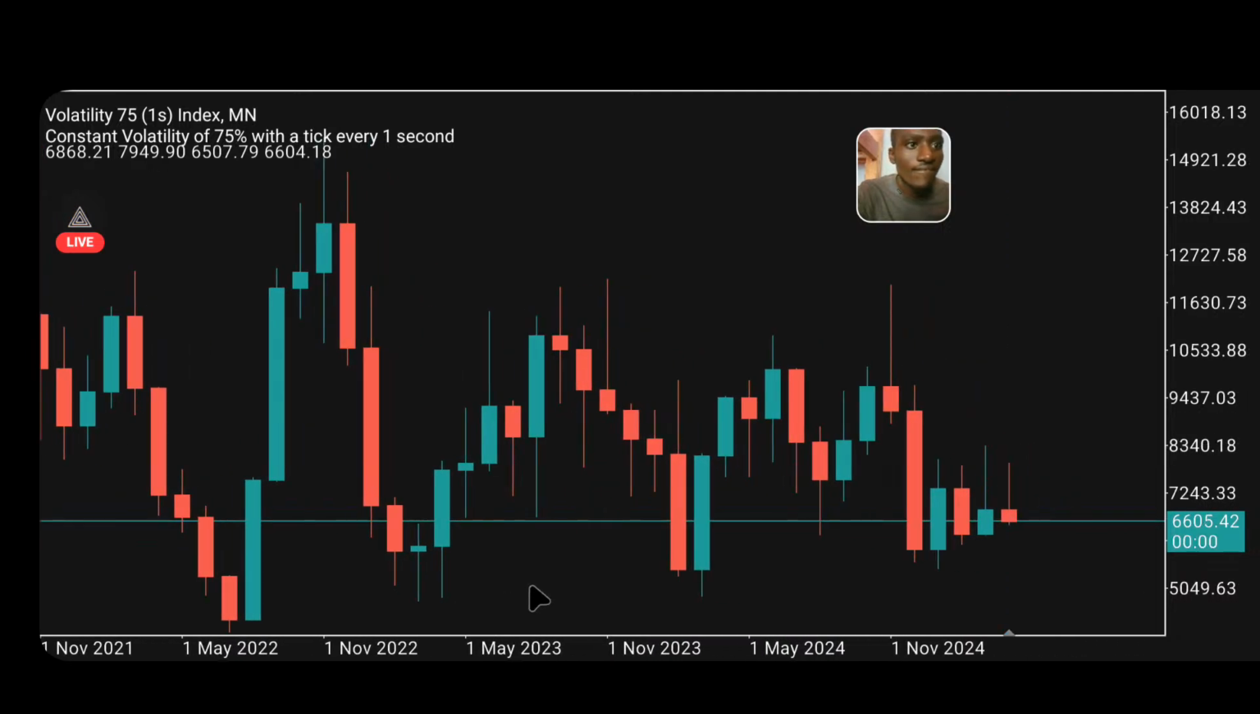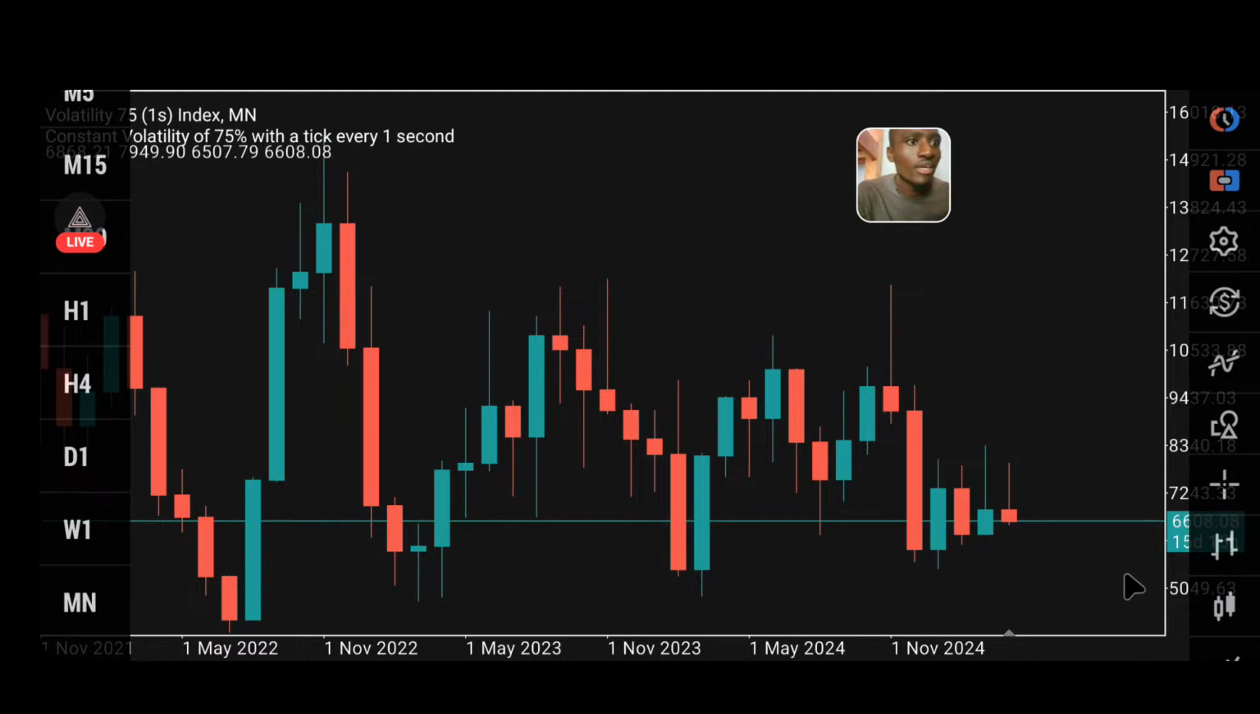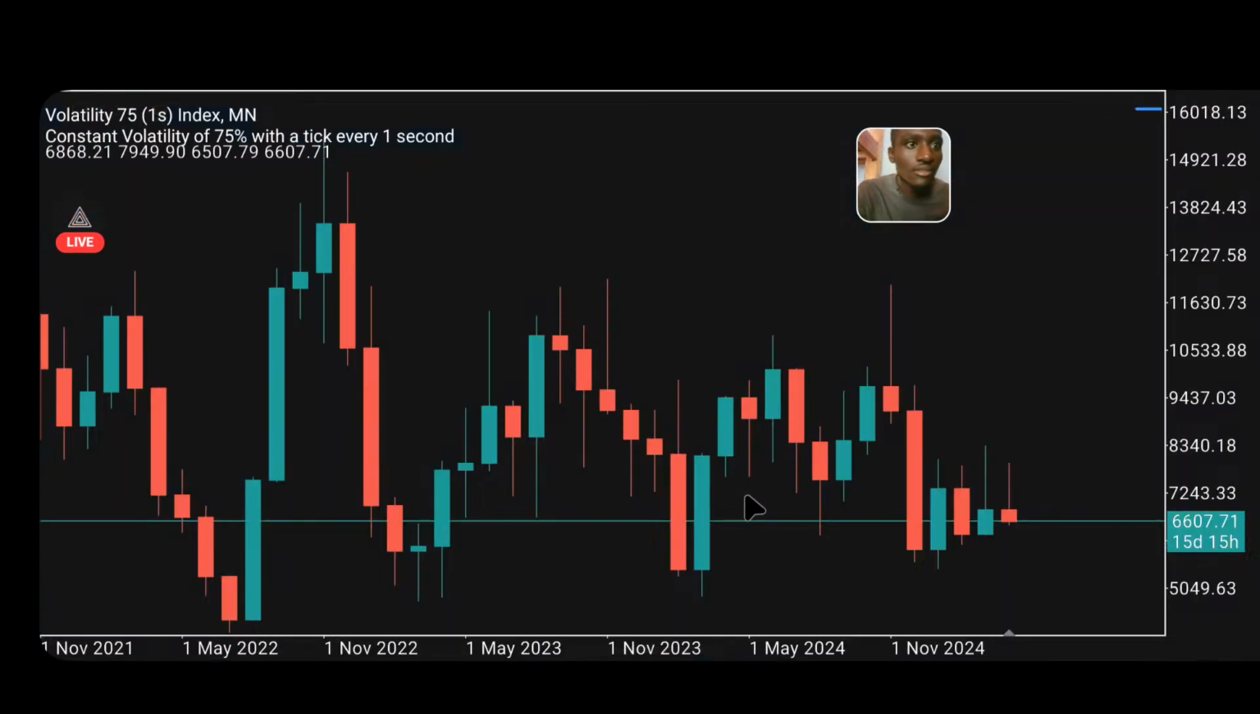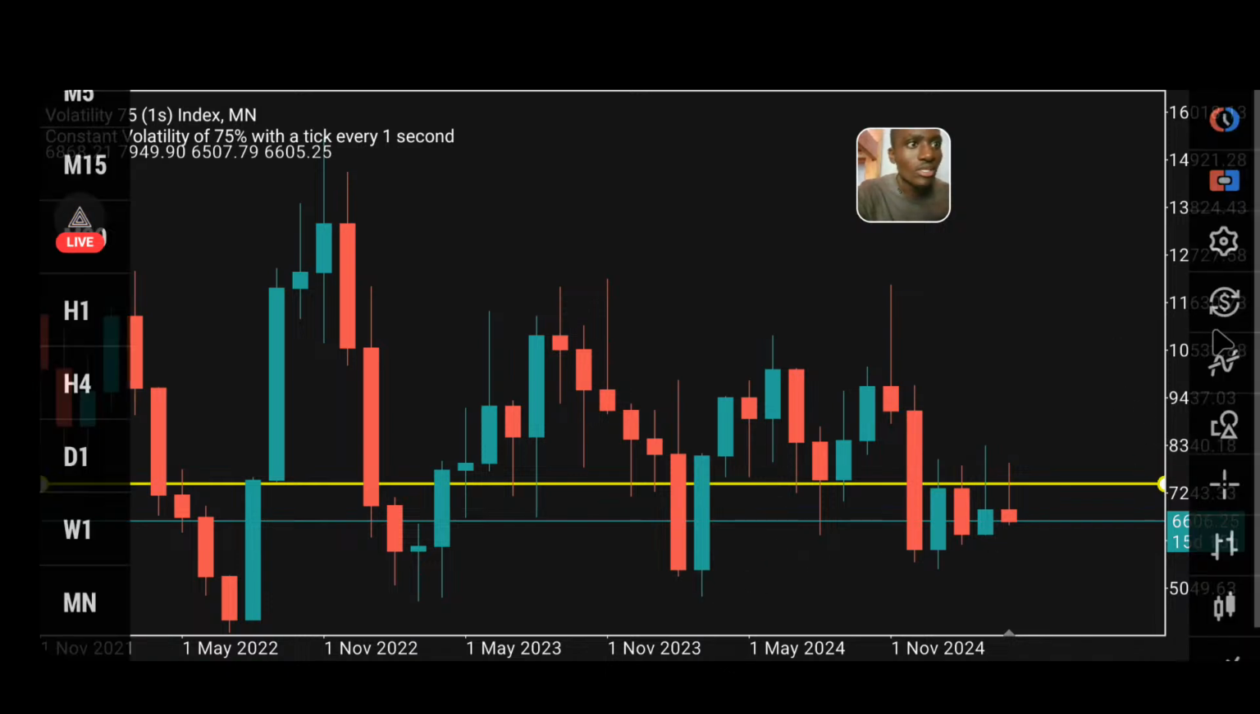So that's it. And basically this is the range that we're in. Let me just go right there and put a resistance right there, right? So basically that is the range that we're in. I just wanted to label the range that we're in.